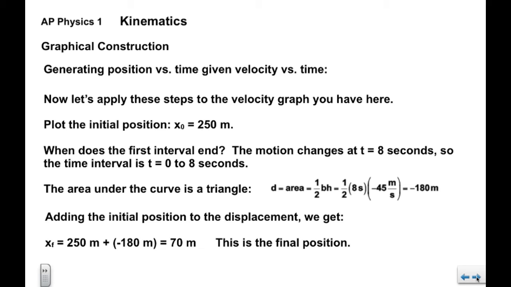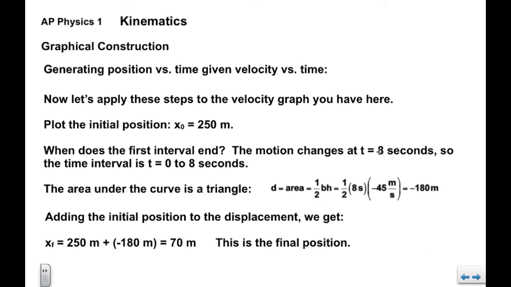So we will apply these steps to the velocity versus time graph that you have. First, we'll plot the initial position. We'll take a look at the graph and determine when the first interval ends. We can see that it changes at 8 seconds. So the first interval goes from 0 to 8 seconds. We're going to find the displacement.